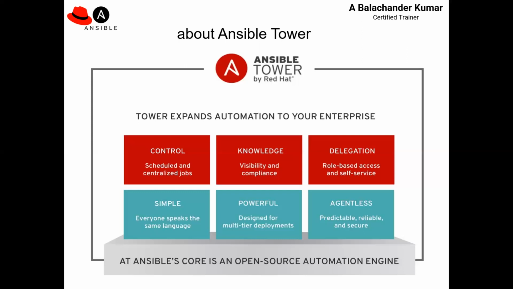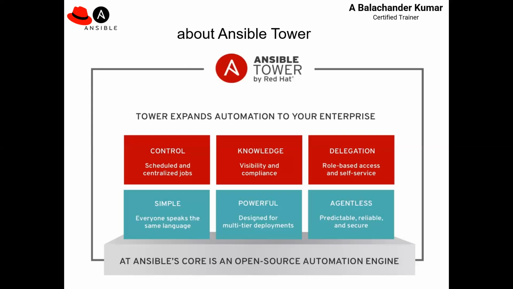So I can just give a side by side difference also. Ansible Engine doesn't provide you a log. Ansible Tower provides you a log. Ansible Engine doesn't provide you a notification. Ansible Tower provides you a notification. Ansible Engine doesn't give you scheduling. If you want scheduling in Engine, you need to depend on cron and at. But when you go for Ansible Tower, it has its own scheduler where you can schedule jobs.